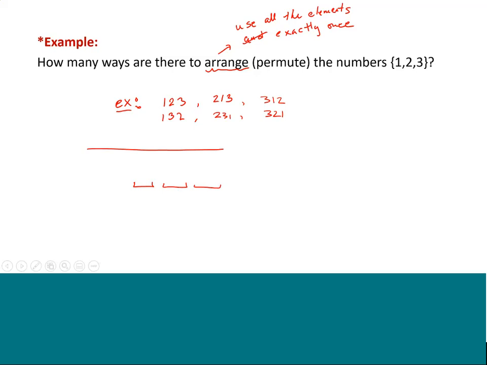Now, in the very first slot, what could happen? We could pick any of these 3 numbers, 1, 2, or 3, so that means we have 3 options. But in the second slot, or the second position, how many options do we have now? Do we still have available to us all three of those integers 1 through 3? In other words, how many options are we allowed to put in that second slot?